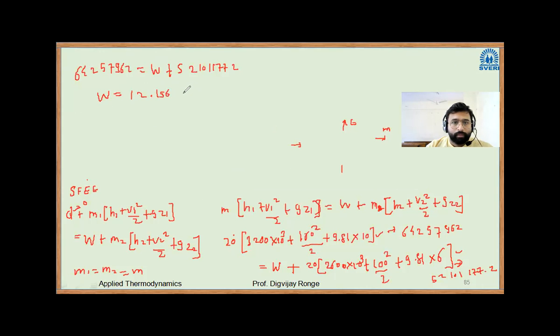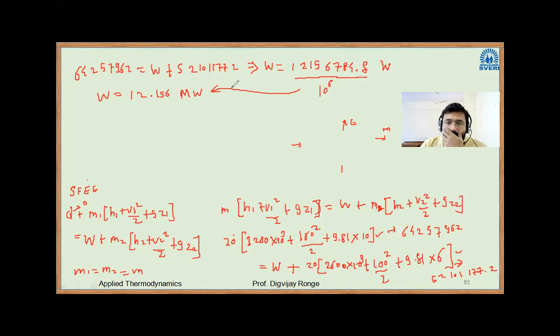So this will come in megawatt. So this actually gives you W is equal to 12,156,784.8. Now this will come in watts, right? If you want to convert this into megawatts, you have to divide by 10 to power 6. So this will give you this answer. I hope you are understanding.